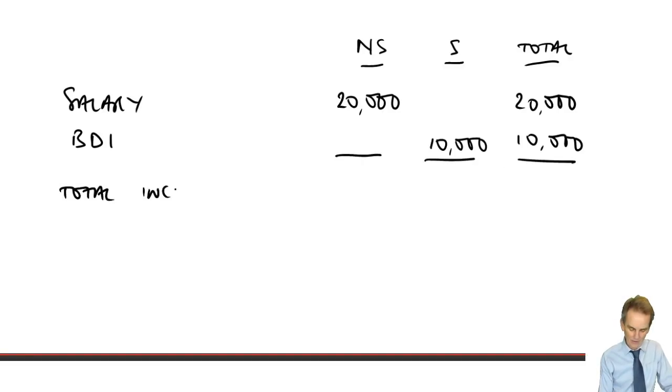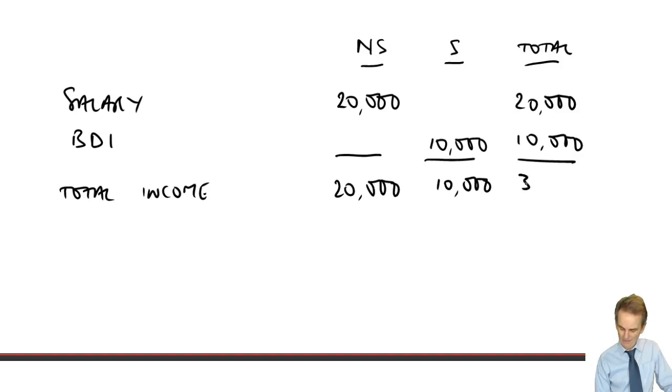That would give us total income. 20,10, and the total of that total income, of course, 30,000. We'd look to see here there aren't any deductions from total income in deriving net income. So here total income and net income are the same.